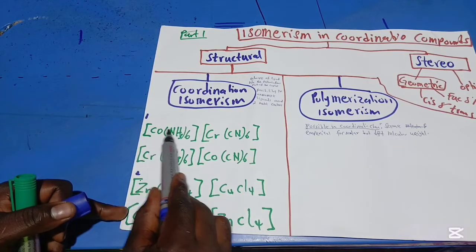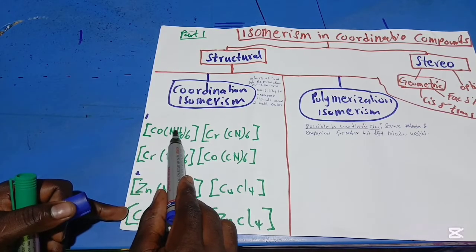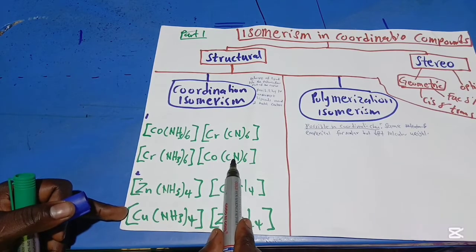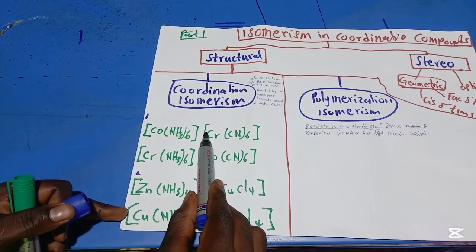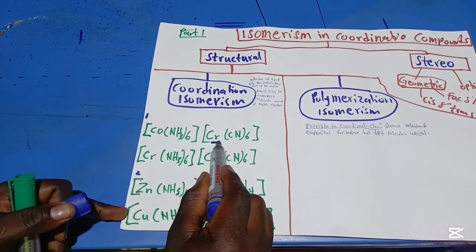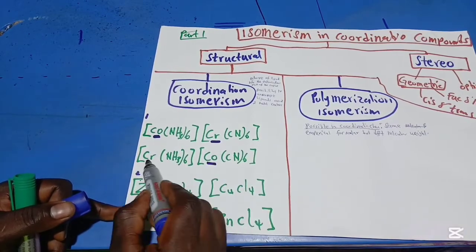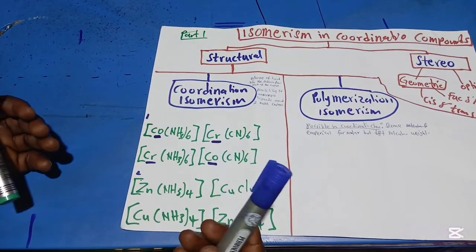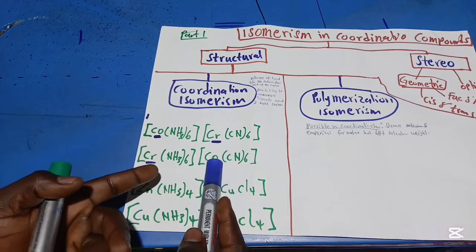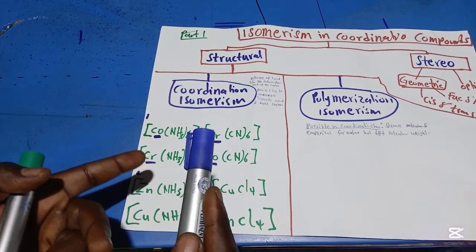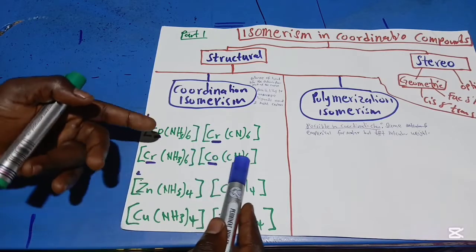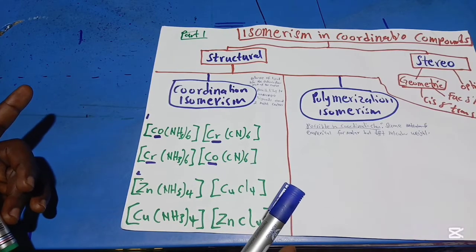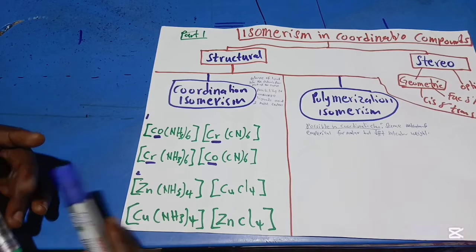You could see that in the first pair of complexes, we have cobalt forming a complex with ammonia. And in the second one, we have cobalt forming a complex with cyanide. And from the first complex, you can see that chromium, this is where the problem comes from. Look at the metal atoms. They exchange ligands. Anytime you see something like this, the complexes are possibly exhibiting coordination isomerism, which is the exchange of ligands between the cationic part and the anionic part of the complex.